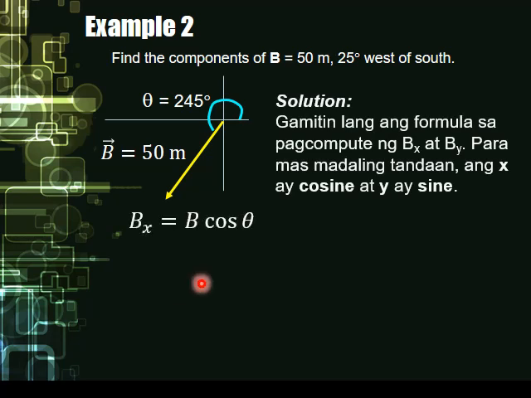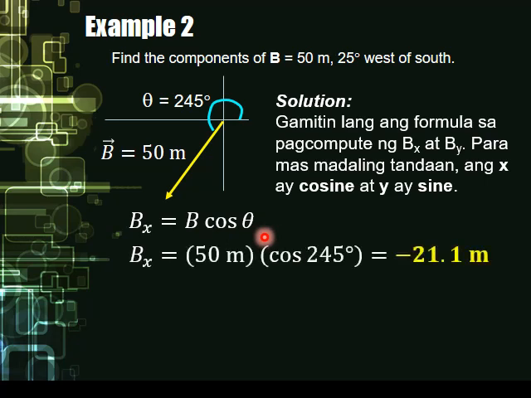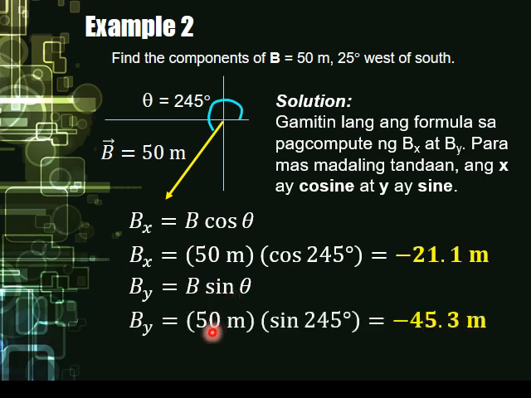Okay, so now, solve natin yung x component. So, x component natin will be b times cosine theta. So, this is 50 meters times cosine 245 degrees. So that is equal to negative 21.1 meters. And then b sub y, so b sine theta, kasi magsusolve tayo ng y. Kaya 50 times sine 245 is negative 45.3 meters.